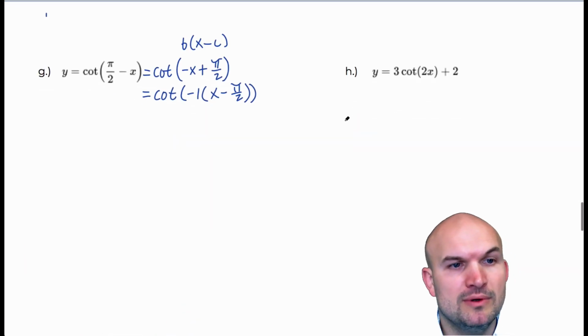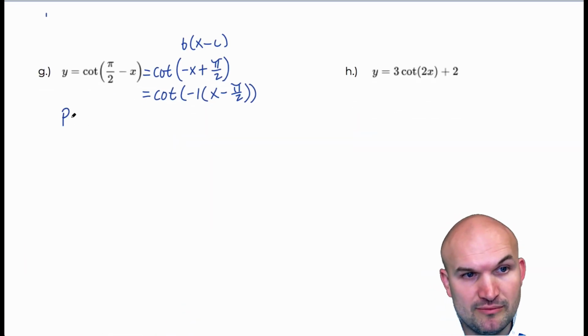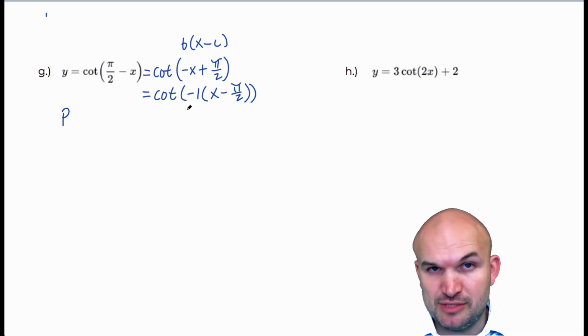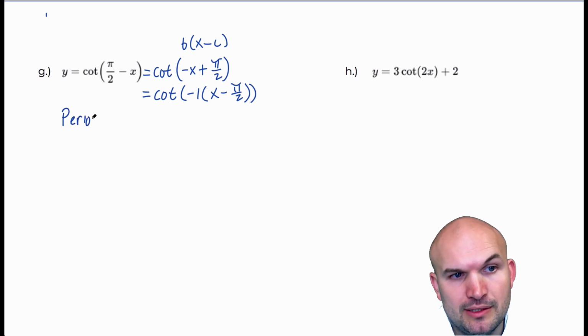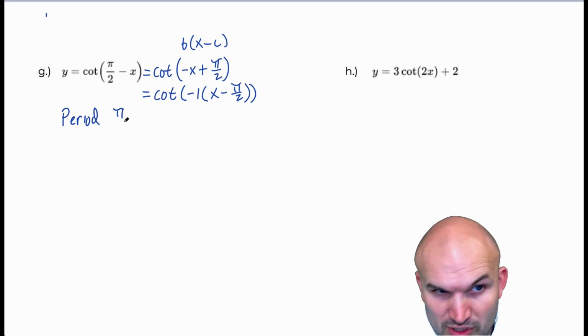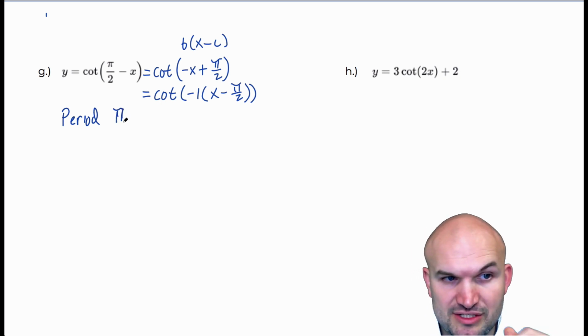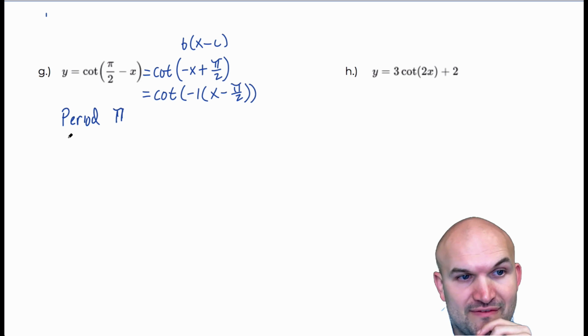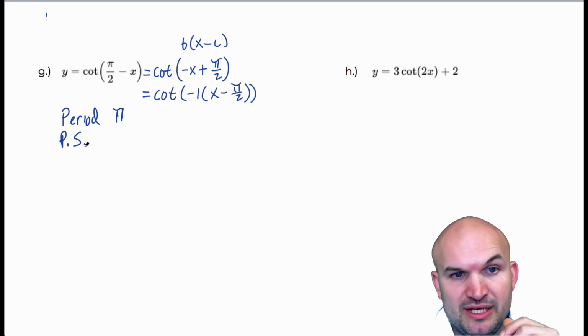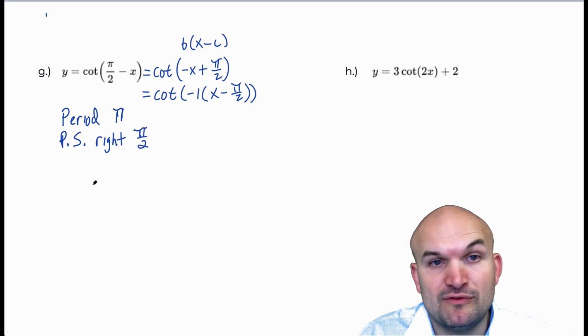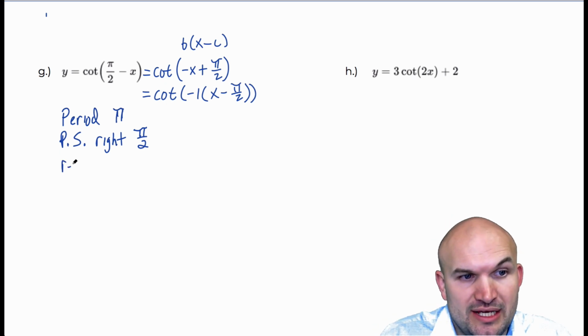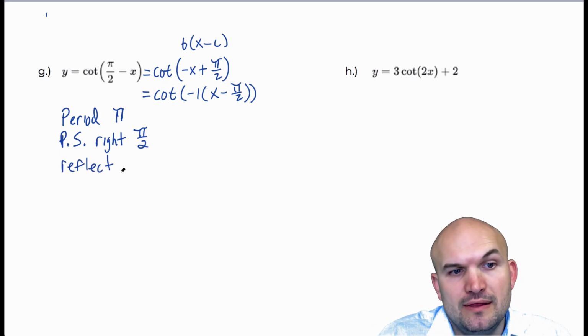All right, so looking at this here, my b is -1, so that's not going to change the period. Even though it's negative, that's just going to be the reflection. But let's go with the period being pi divided by b, and b is -1, but it's a positive distance, so the period is just pi. We do have a phase shift, though, which is going to be right pi halves. And then we also have a reflection inside of the function, so that's going to be reflecting about the y-axis.